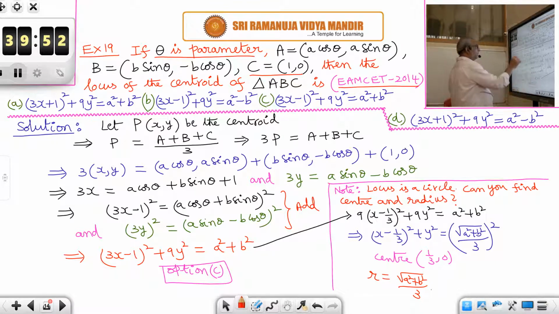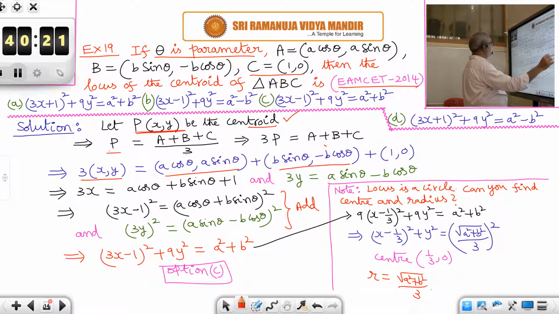So let P(x, y) be the centroid, because we have to find the locus of the centroid. But centroid, what is the formula? (A plus B plus C) by 3. So cross multiplying, you get 3P is equal to A plus B plus C. P is (x, y), 3P means 3 into (x, y) is equal to A plus B plus C. A is (a cos theta, a sin theta), B is (b sin theta, minus b cos theta), plus (1, 0). Now let us take x coordinates only, equate them.